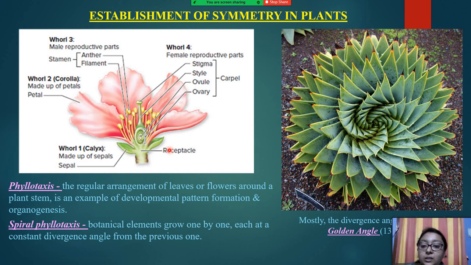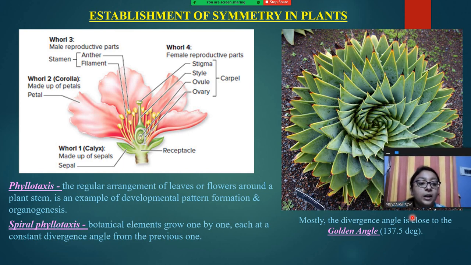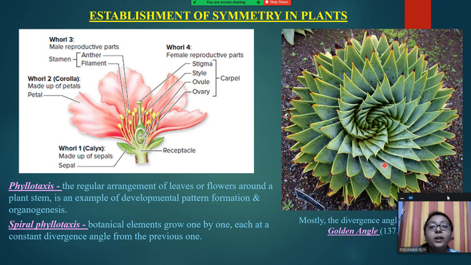So the arrangement of the leaves or flowers around a plant stem or even in the whorls, this is known as phyllotaxis. And in case of spiral phyllotaxis, like you can see that the elements grow one by one at a constant angle from the other one. So one is at a constant angle from the previous one, and this kind of spiral phyllotaxis is usually done by a definite divergence angle, which is known as golden angle. It is usually 137.5 degrees. So at this angle, usually the elements are arranged one after the other.